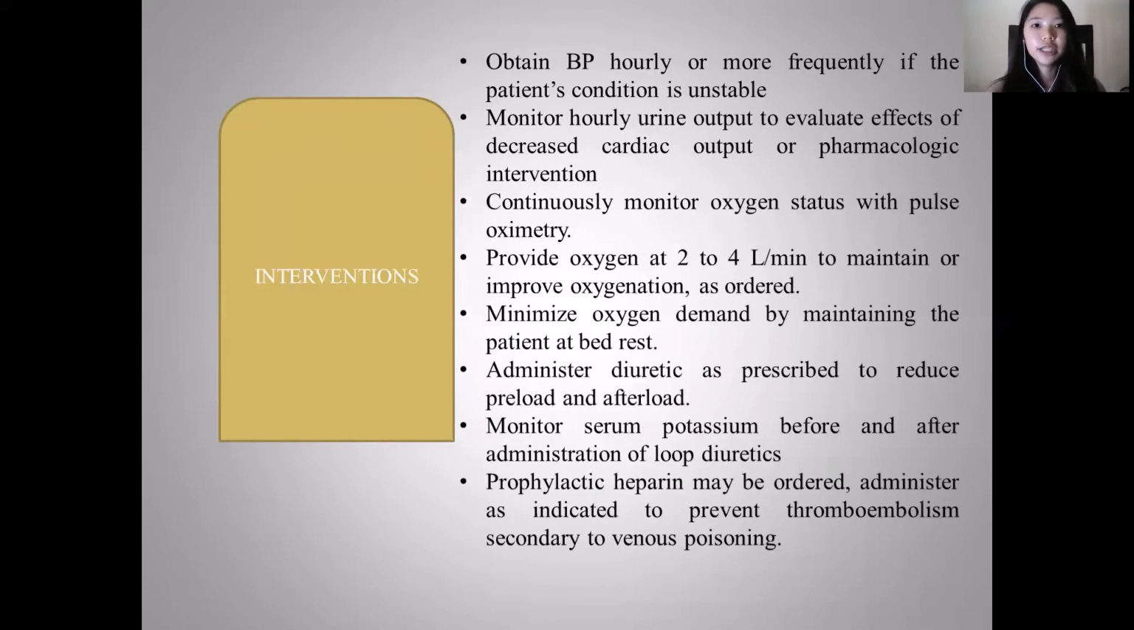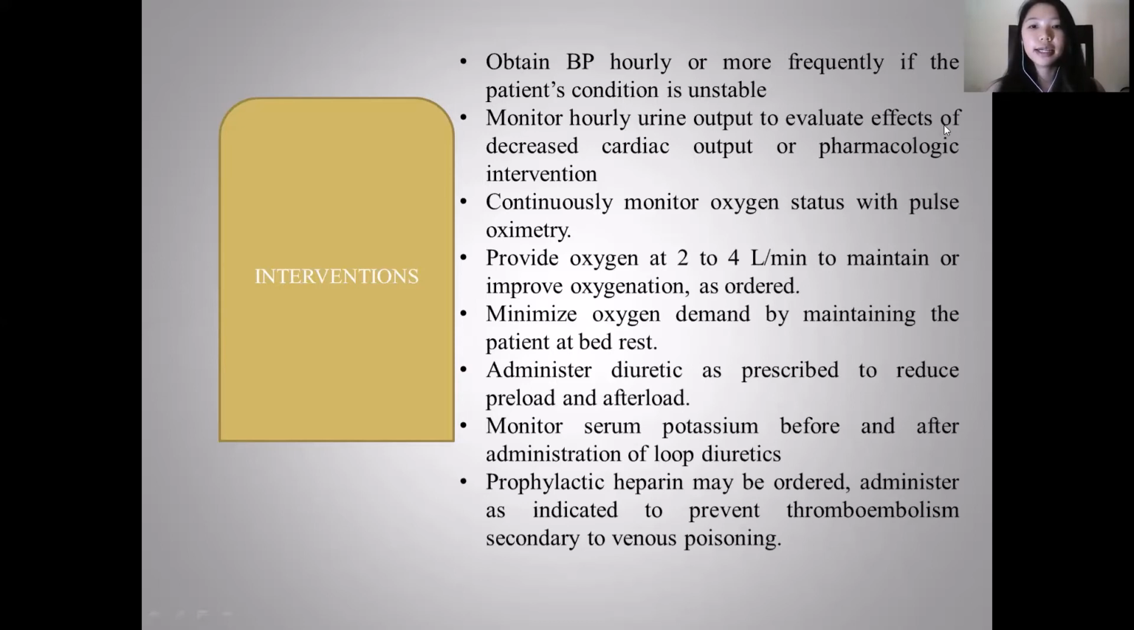Nursing interventions are: obtain BP hourly or more frequently if the patient's condition is unstable. Monitor hourly urine output to evaluate the effect of decreased cardiac output or pharmacologic intervention. Continuously monitor oxygen status with pulse oximetry. Provide oxygen at 2 to 4 liters per minute to maintain or improve oxygenation as ordered. Minimize oxygen demand by maintaining the patient at bed rest.